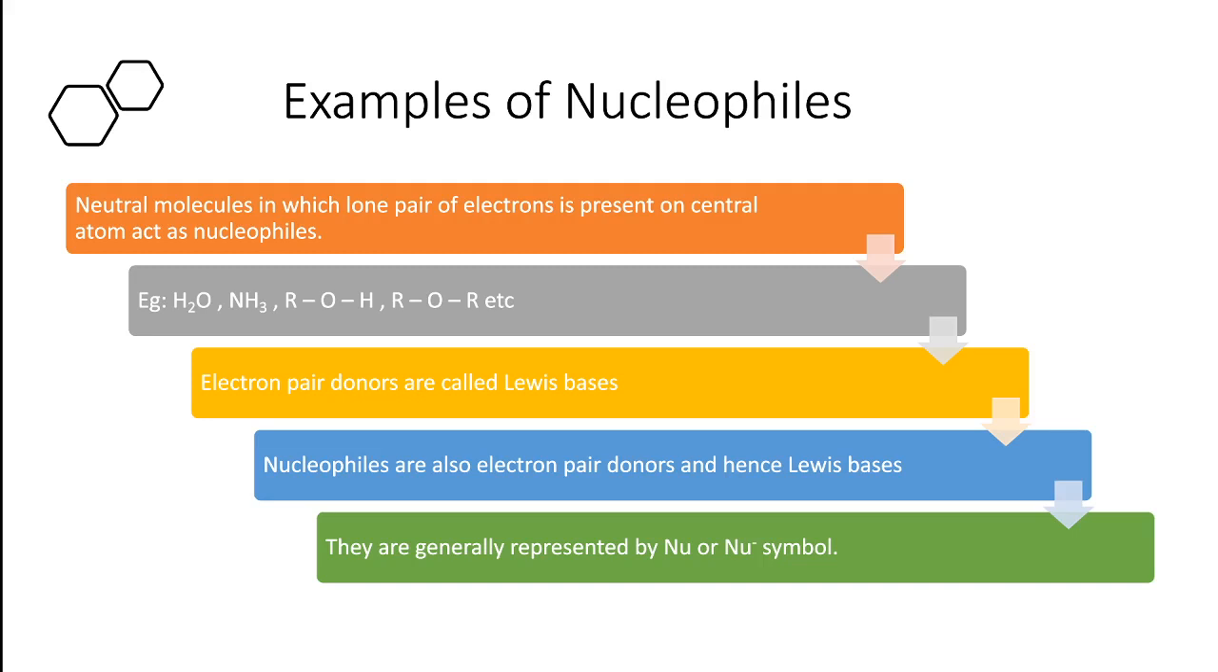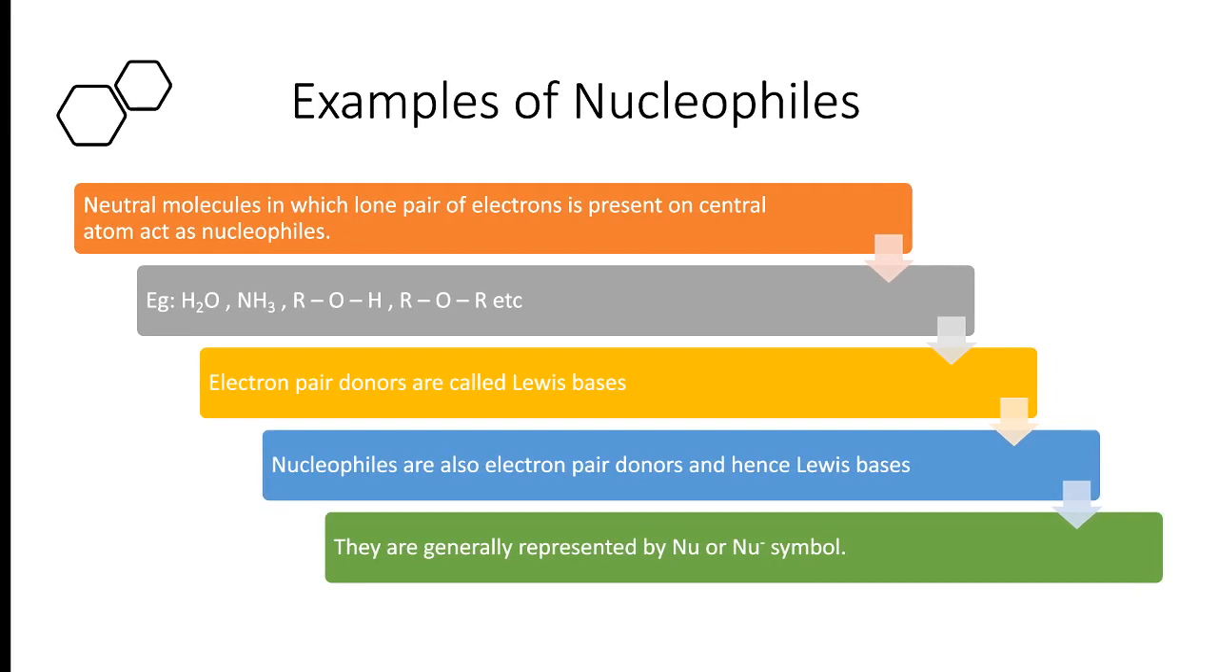Here in ammonia, the nitrogen atom contains one lone pair, therefore it acts as a nucleophile. Similarly, ROH is nothing but alcohol. In this, oxygen has two lone pairs of electrons, therefore it acts as a nucleophile. Similarly, ROR is the general formula of ether. So here the central atom is oxygen. On oxygen, two lone pairs will be present. Because of that reason, this ether also acts as a nucleophile.